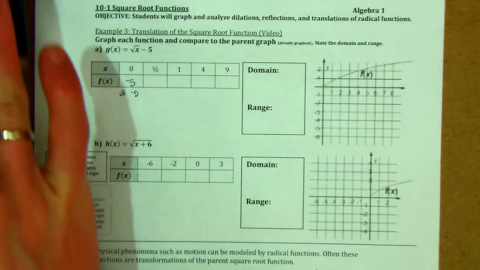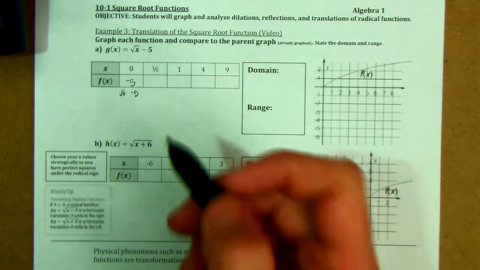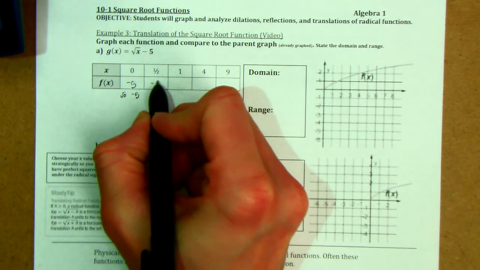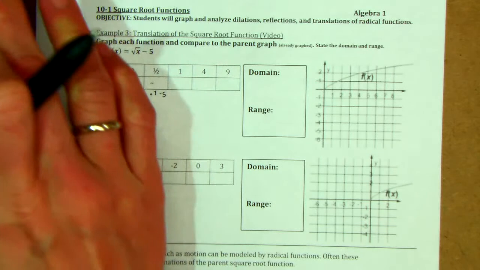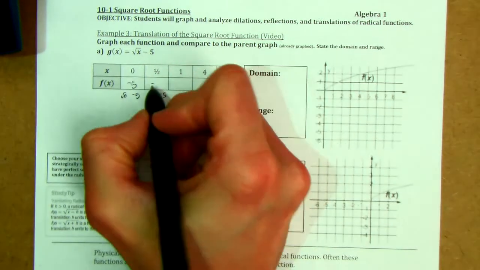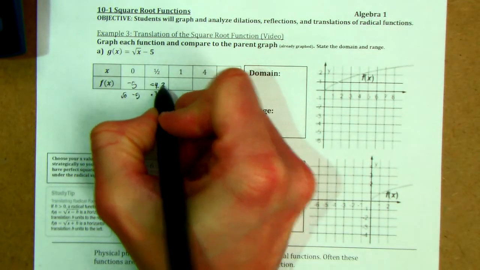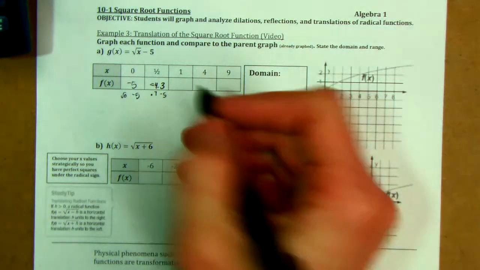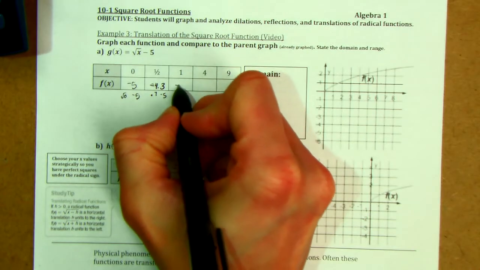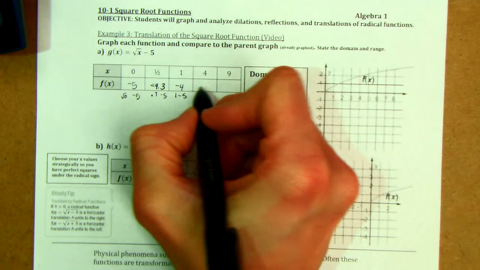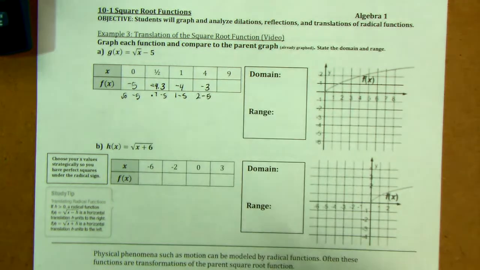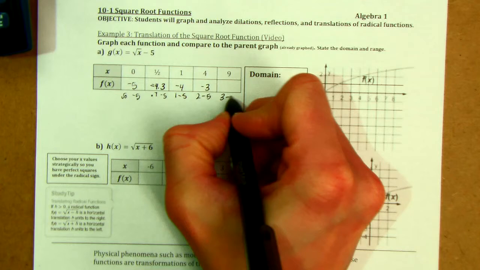0.7 minus 5 is going to be negative 4.3. I'm just going to go to the nearest tenth here. Square root of 1 is 1. 1 minus 5 is negative 4. Square root of 4 is 2. 2 minus 5 is negative 3. Square root of 9 is 3. 3 minus 5 is negative 2. So it is going to put us out there.